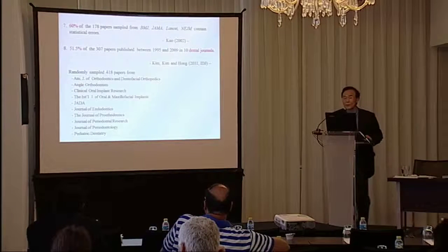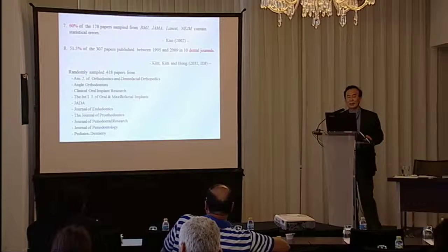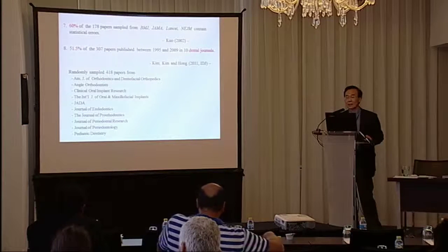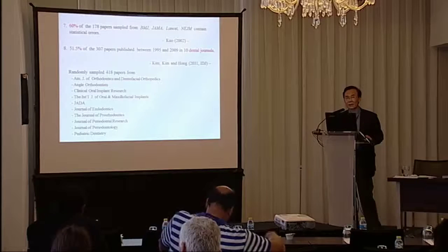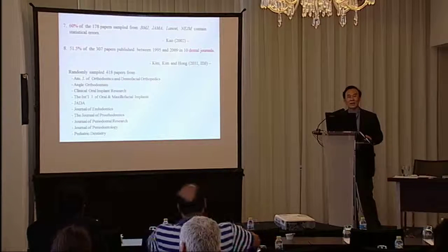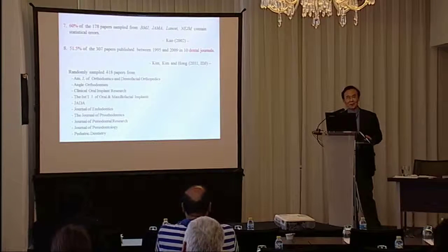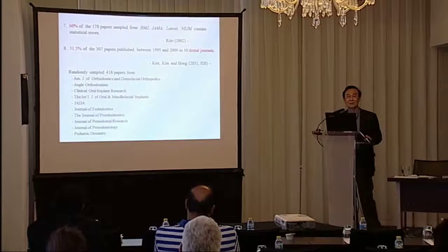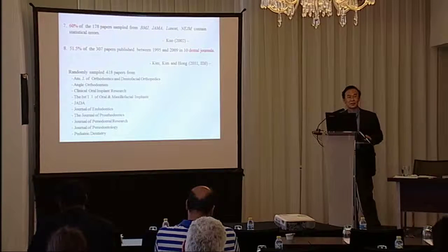Then in 2002, Kuo took 178 papers from the BMJ, the Journal of the American Medical Association, the Lancet, and the New England Journal of Medicine. Of course, these are 4 top journals in medicine in the world. And Kuo was quite amazed that 60% of those papers contained some sort of statistical mistakes.